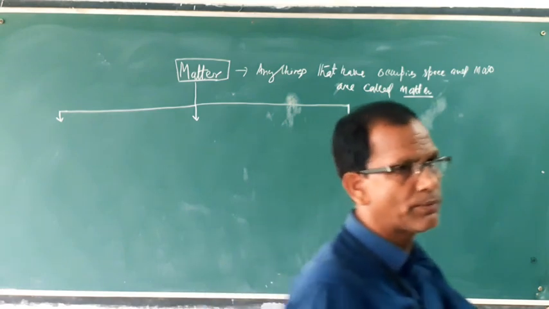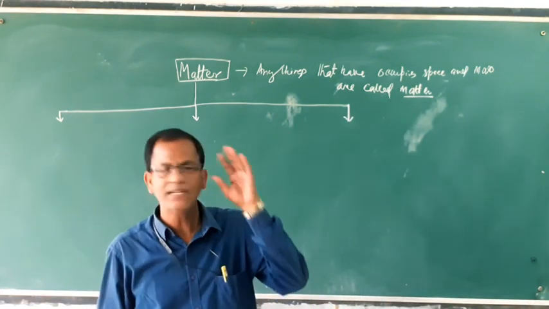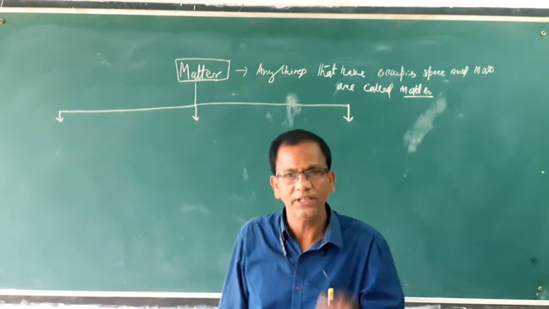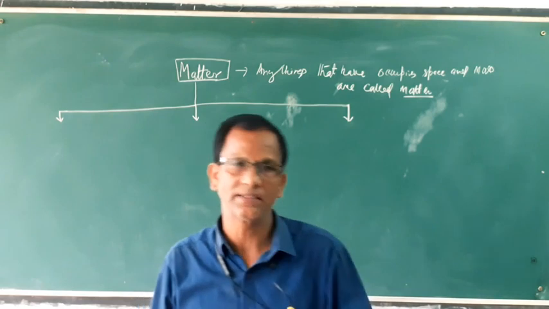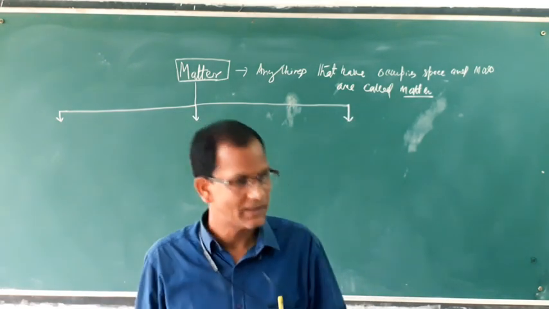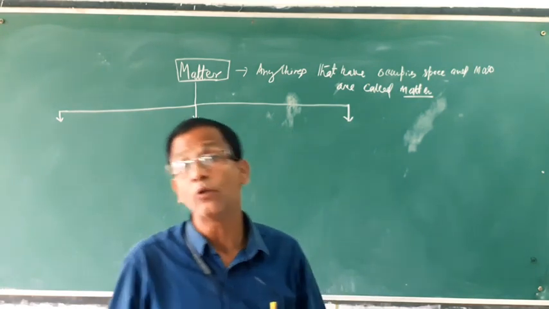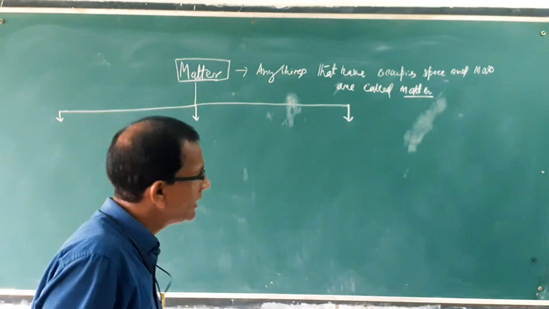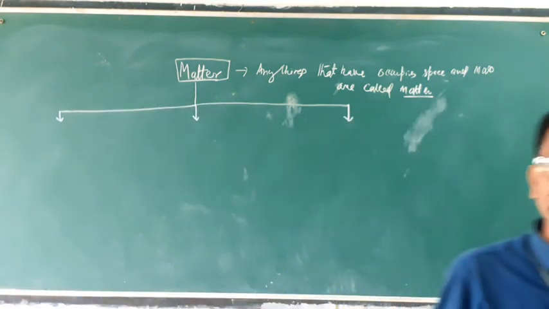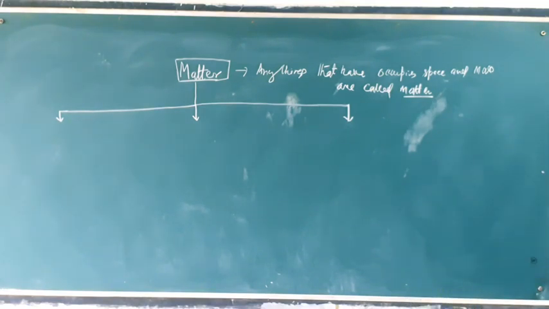It may be visible or invisible, but these are called matter because it may be a very small thing, but it has some mass. It has some space in the universe, in a particular area it occupies. That's why everything that our Earth and our universe is made of is called matter.